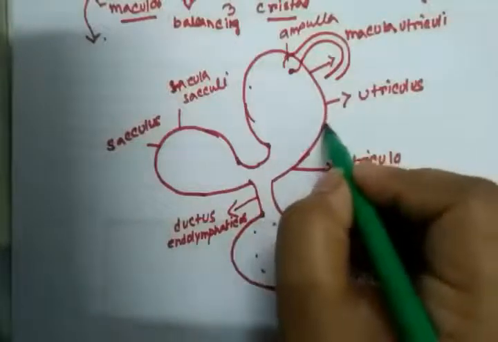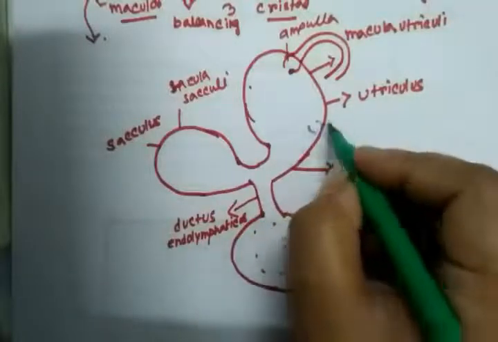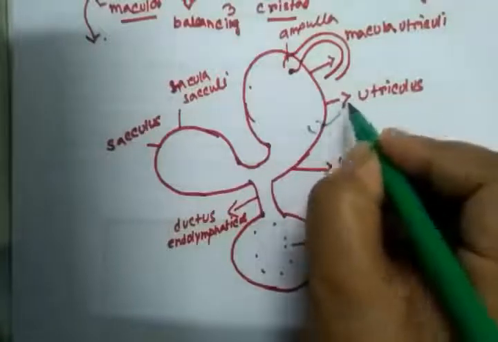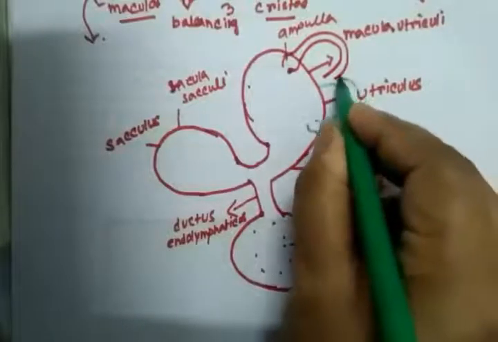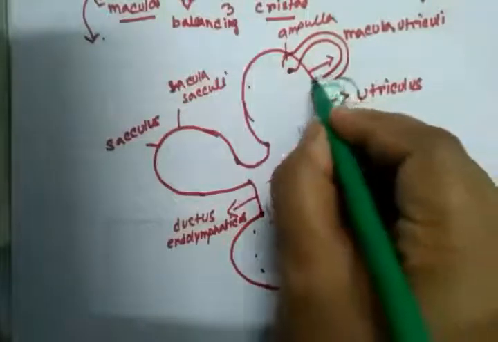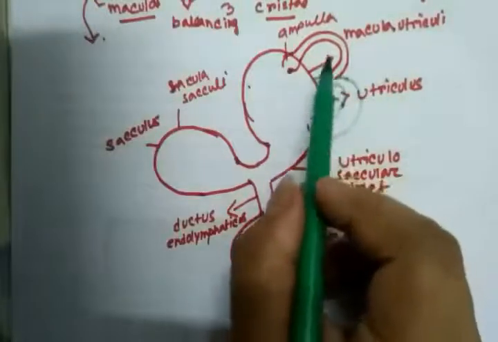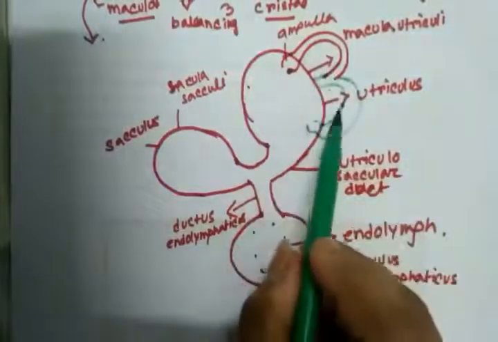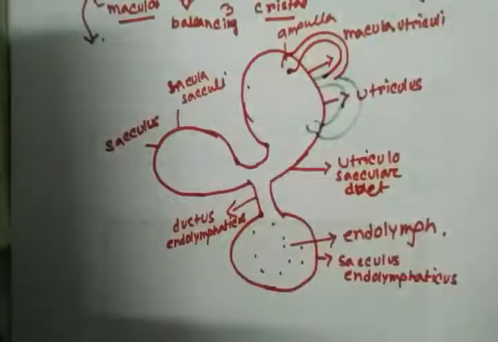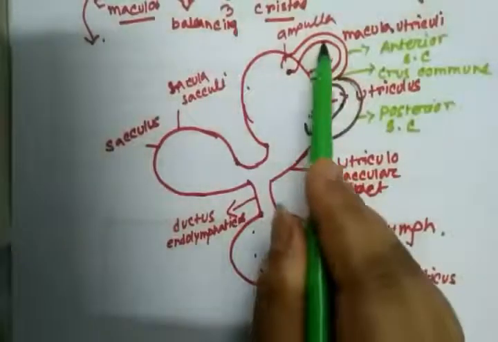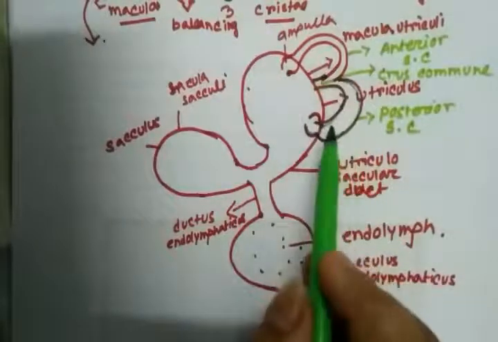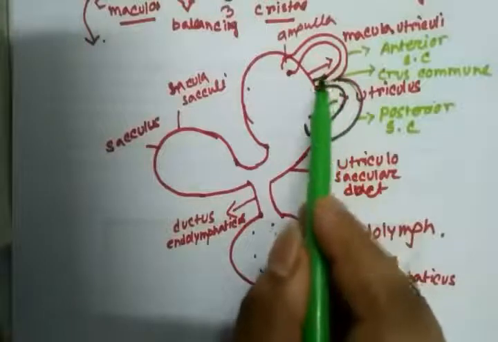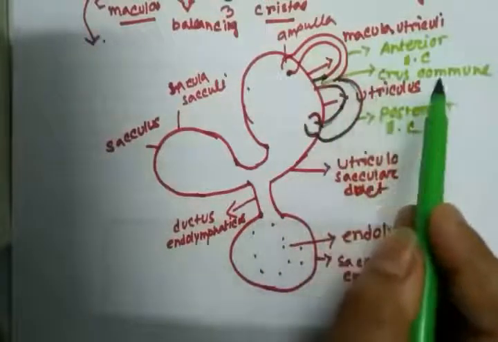And for the posterior canal, here is the ampulla position and it also opens here and is attached with the anterior canal. So the anterior canal and the posterior canal have a common duct. As you can see, this is the anterior semicircular canal and this is the posterior semicircular canal, and the two canals open into a common duct and this duct is known as crus commune.